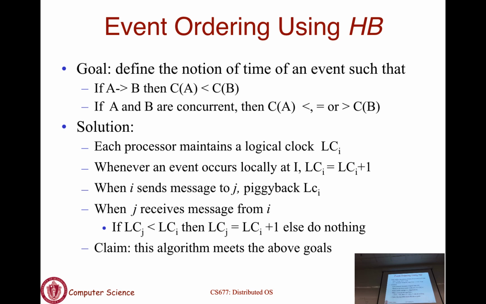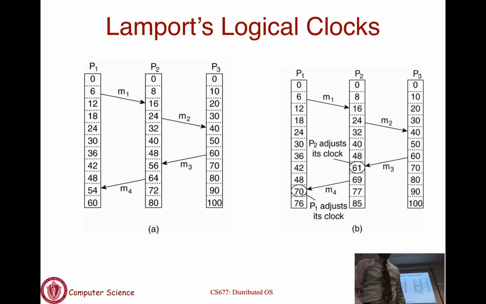Okay. So there is a picture. I'm going to show you an example. This came from the book. So this is actually a picture from the book. Here are 3 processes, P1, P2, P3. You will see that there are some clock values shown. There is some arbitrary message exchange. This picture, which is on the left side, does not use Lamport's clock.